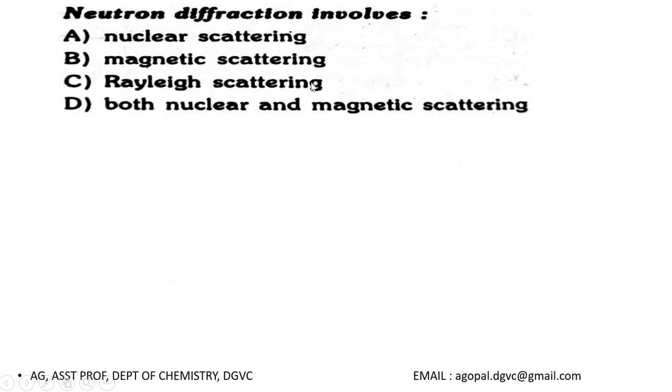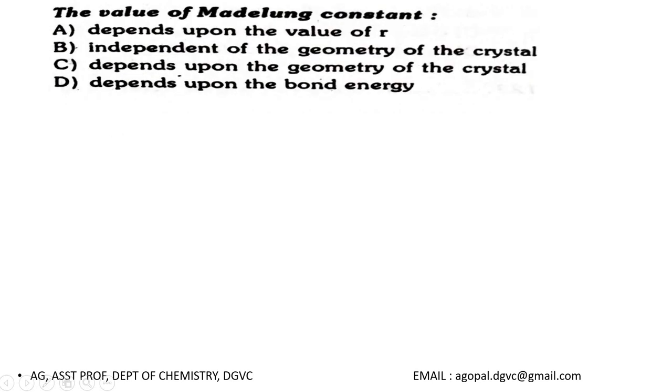Neutron diffraction involves, it's a very simple one, both nuclear scattering and magnetic scattering. So the correct option is option B. Neutron diffraction involves both nuclear scattering and magnetic scattering. So these are all the questions that appeared. Sorry, we have one more question.